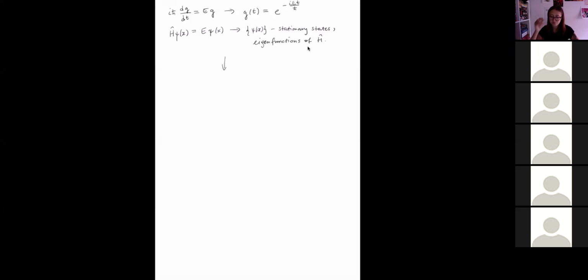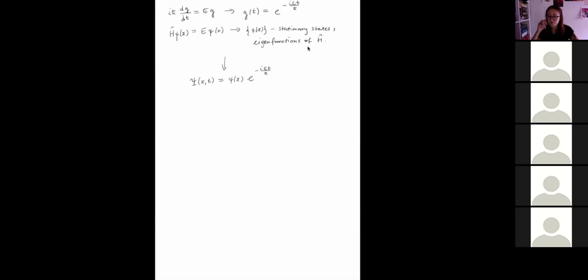So to solve the second equation, you just need to find the eigenfunctions of the Hamiltonian and the corresponding eigenvalues, which would be the corresponding energies. Combining these two solutions, we can write out the general solution of psi of x,t, which would be psi of x e to the power minus iEt over h bar.